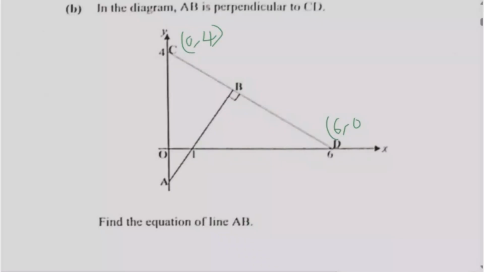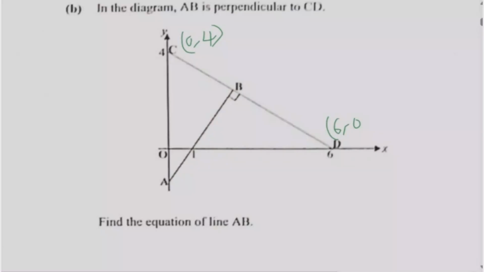Okay, now the actual question down here is find the equation of line AB. So we need to find the equation for the line AB, which is this one here. Okay, so the line which is perpendicular to CD, what is its equation? So what we can do now is go ahead and find it.